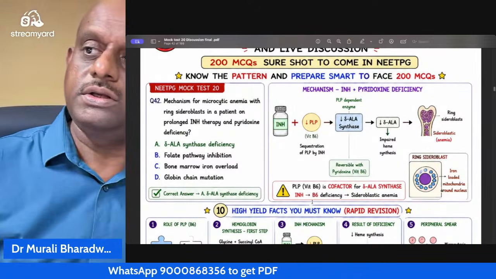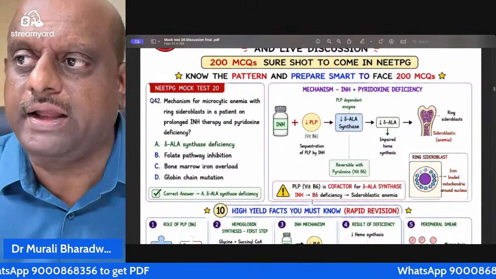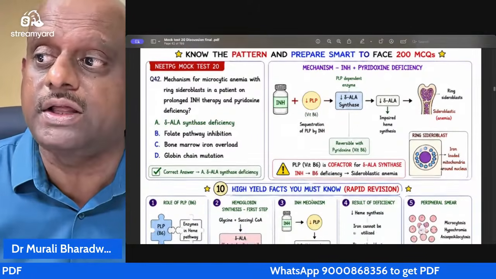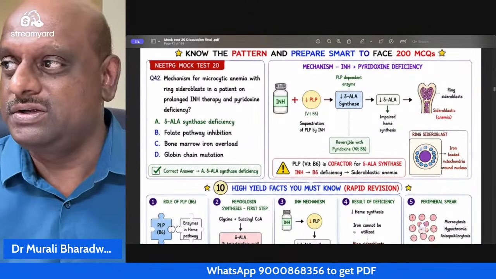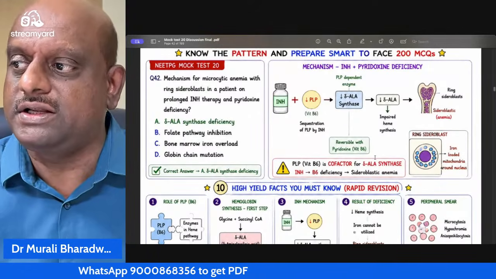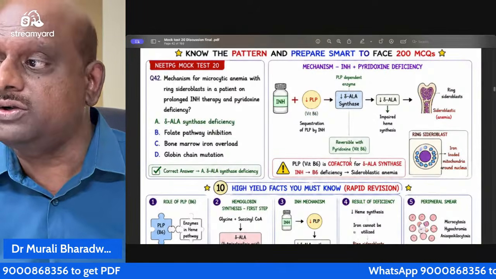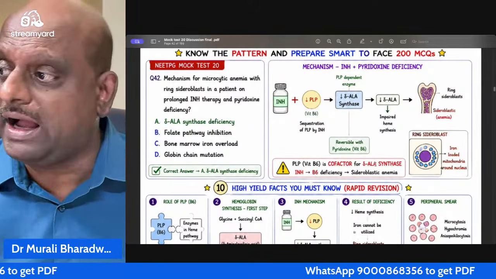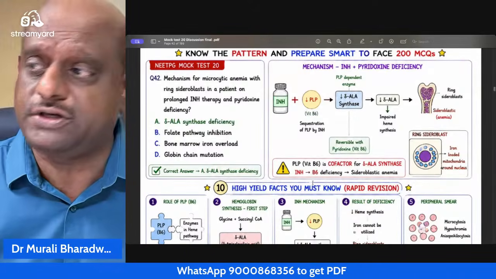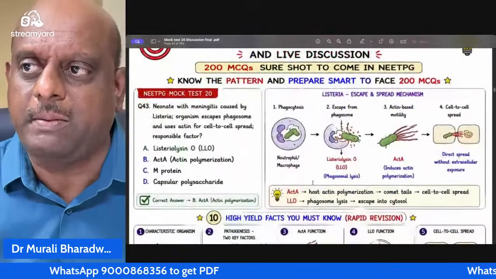So, welcome back to the session, Doctor. What is the mechanism for microcytic anemia with ringed sideroblasts in a patient on INH therapy? It is typically ALA synthase deficiency, because we require pyridoxine as a cofactor for the ALA synthase, and INH leads to pyridoxine deficiency, leading to sideroblastic anemia is what you need to remember.